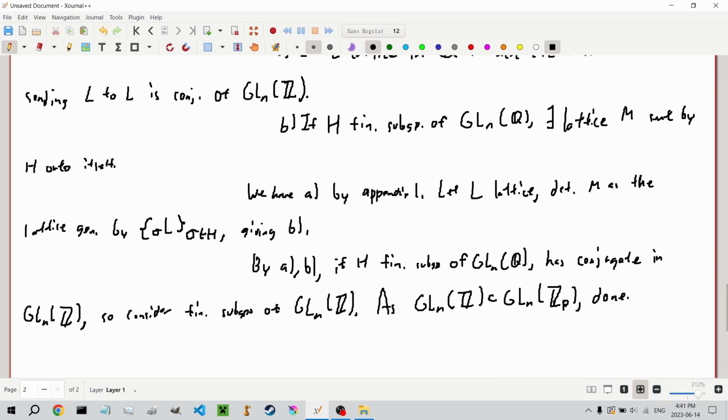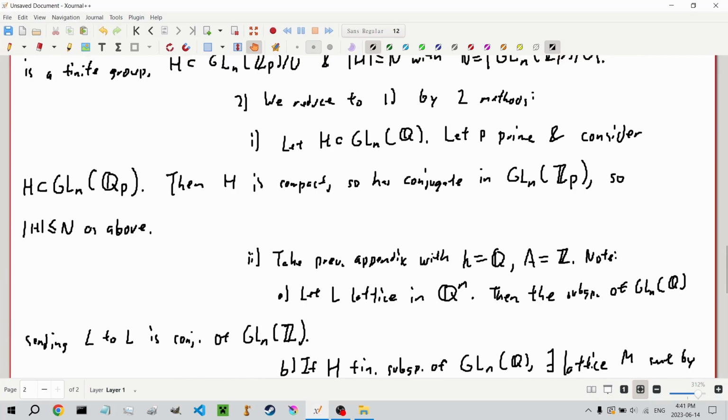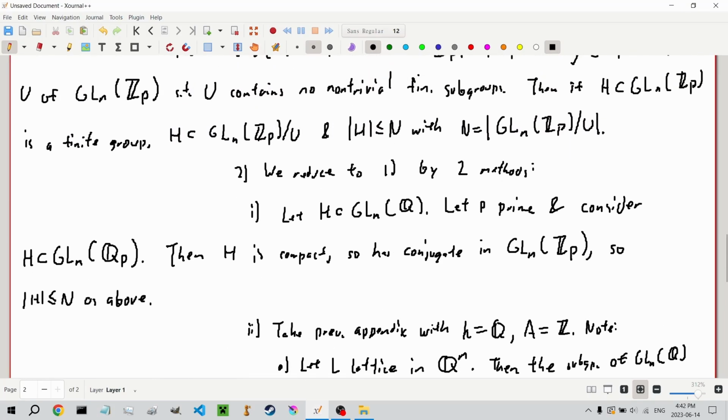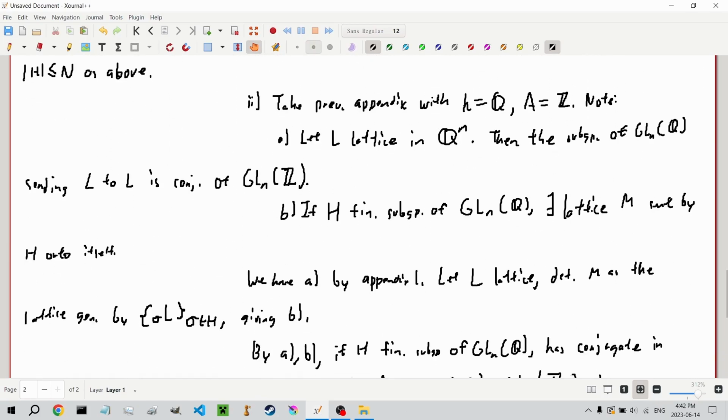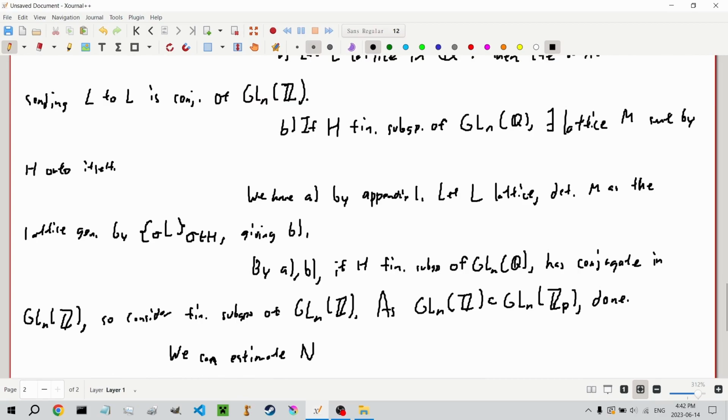Now we can estimate n explicitly, that is, because we had n before be the size of GLn of the p-adic integers divided by some arbitrary U. We can estimate n by taking GCDs of the estimate at each prime p.